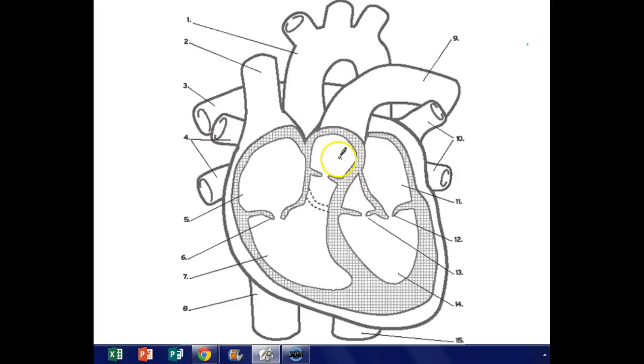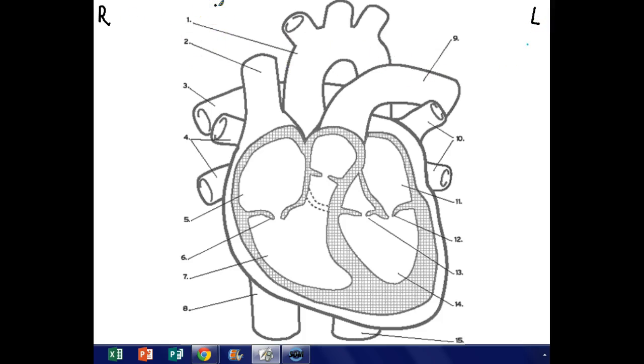Hi, let's look at the anatomy of the heart and the blood flow through the heart. When looking at this diagram, first we need to decipher right and left, and it's not how you see it. This isn't your right, this isn't your left. It would be as if this was your own heart. So the right side is here, the left side is here. So that's your right, that's your left.